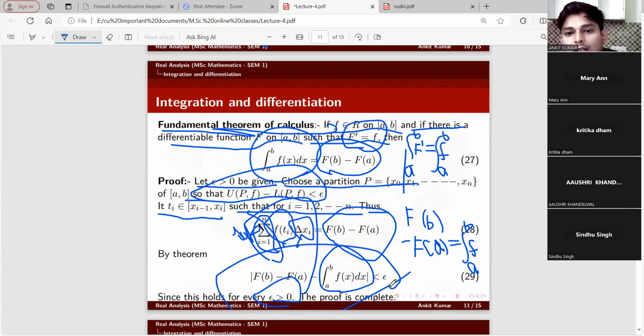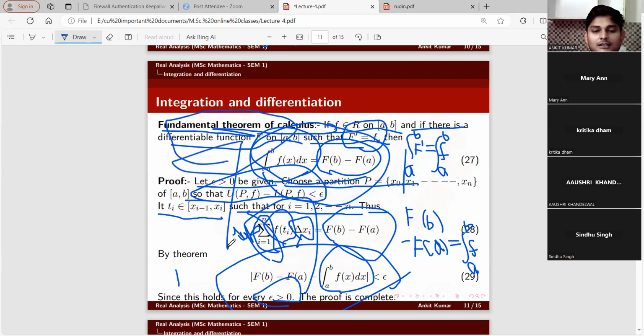this inequality holds for every epsilon. So this becomes zero for any positive epsilon. So F(b) minus F(a) is always equal to the integration from a to b of f(x). So this is a very important theorem, which is also called the fundamental theorem of calculus, and it belongs to the Riemann integrals. So how is it applicable on that?